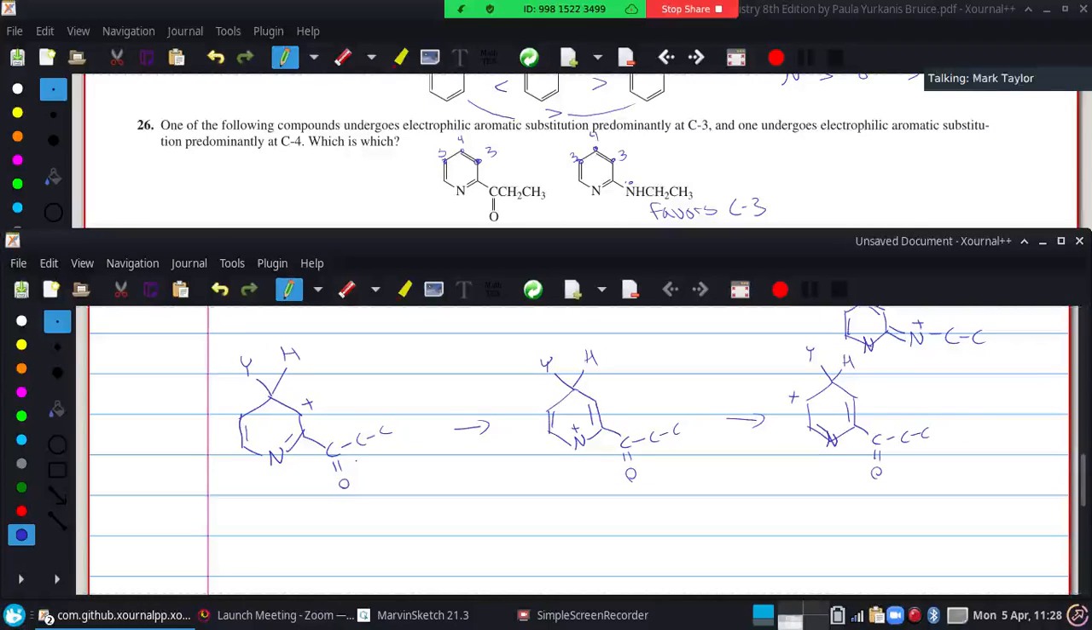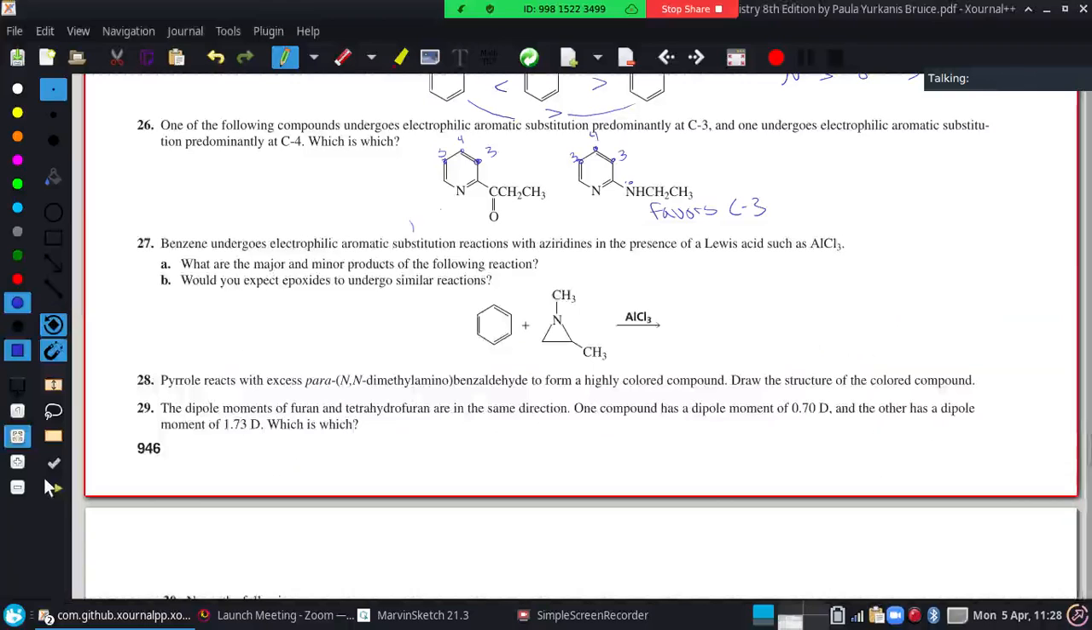Yeah, it's going to go to all those places, and I don't have a problem with the positive being on my withdrawing group. They just end up on the nitrogen itself. All right.